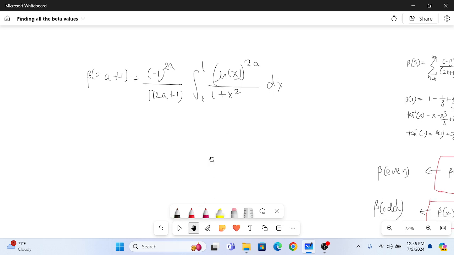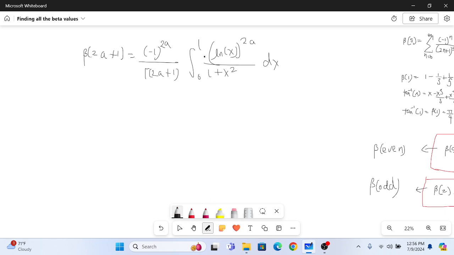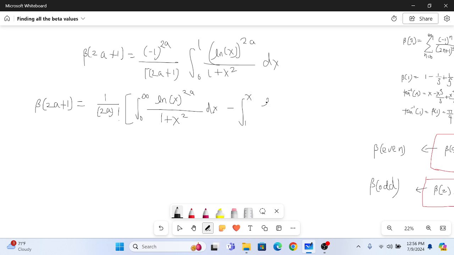Now what we do is, we'll try to break this integral as from 0 to infinity and minus 1 to infinity, and then use y equals 1 by x in the second integral. Let's do that. Beta of 2a plus 1 will be just, minus 1 to the power 2a is just 1, so 1 by 2a factorial, and then we will write this as integral from 0 to infinity of ln x to the power 2a by 1 plus x squared dx minus integral from 1 to infinity of ln x to the power 2a by 1 plus x squared dx.